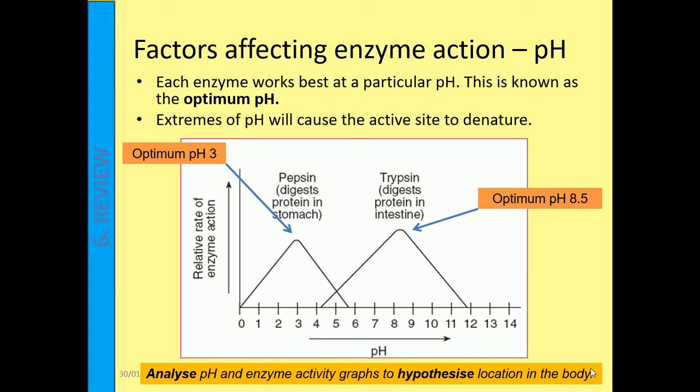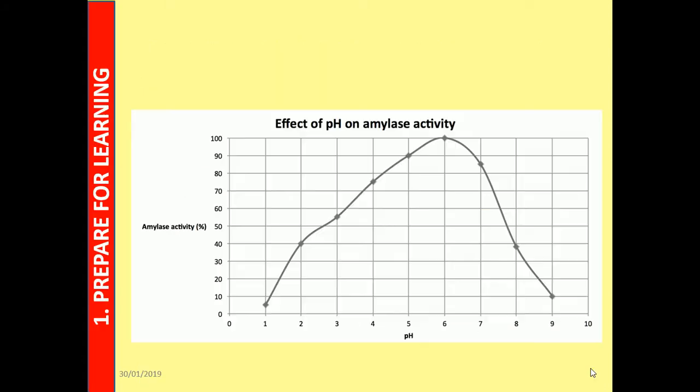Okay, so pH can cause that active site to denature as well as high temperatures. So here we have, this is leading into the pH and amylase required practical. So here we have a rate of reaction versus pH graph for amylase. And we can see, according to this graph, there's quite a range. It works from pH 1 to pH 9. The optimum pH is 6. And we can see that going away from 6 either side towards the 5 and the 7, the activity reduces.